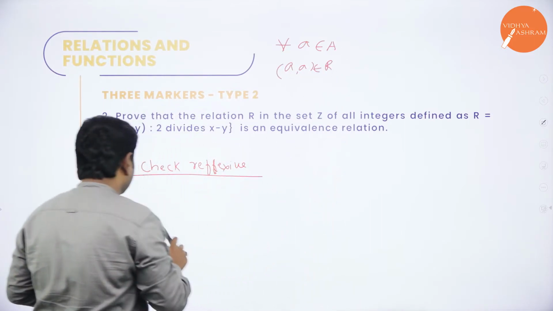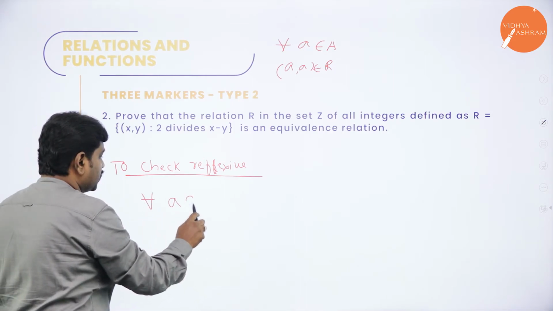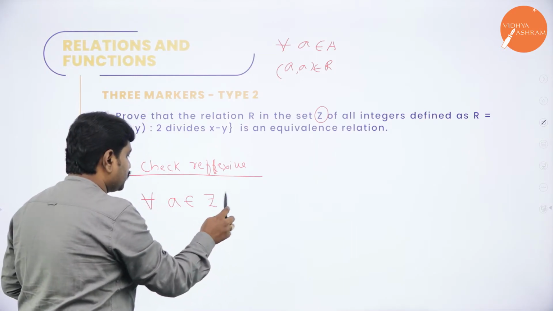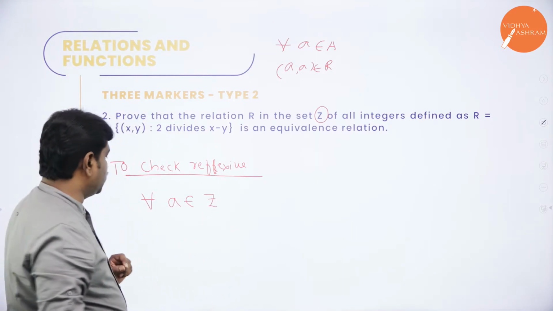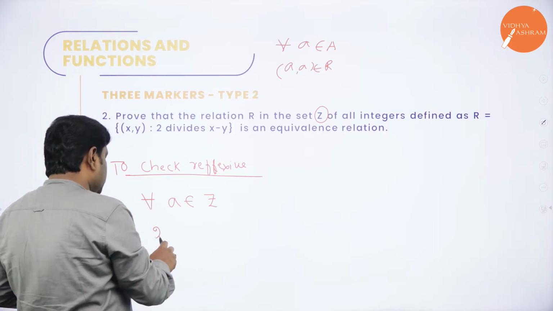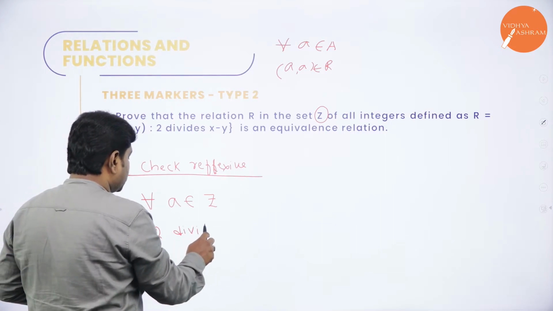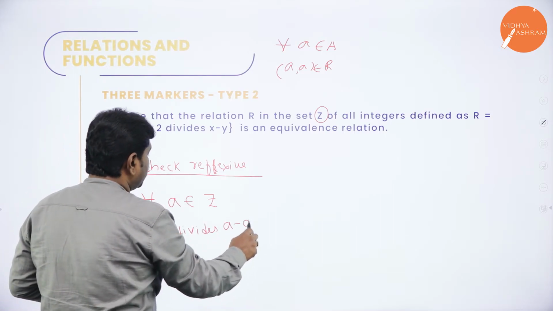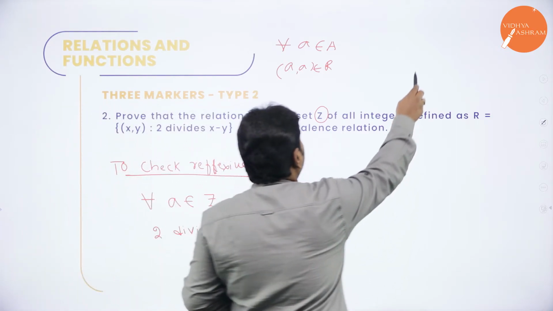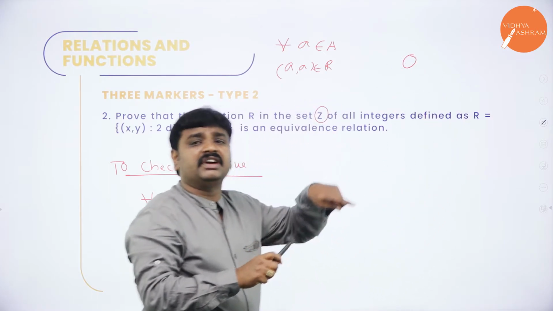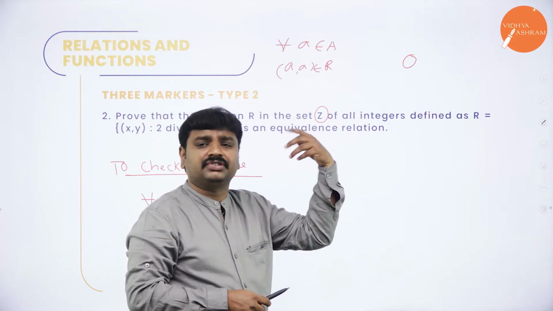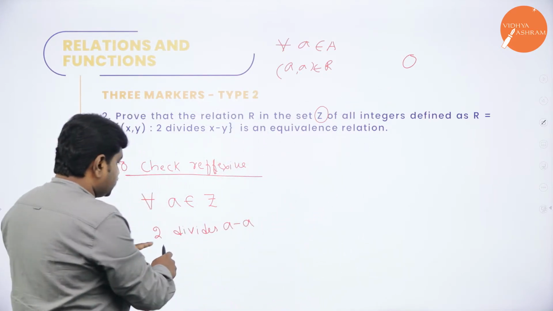So now what I will do? For all a belongs to the given set. What is the given set? In the problem, the set given is Z. For all a belongs to Z, I will take (a, a). Let me check whether 2 divides a minus a. Do you agree or not? Why? Because a minus a is 0. 0 is divisible by any number. 2 divides 0, 3 divides 0, 4 divides 0. Now, can I say 2 divides a minus a?